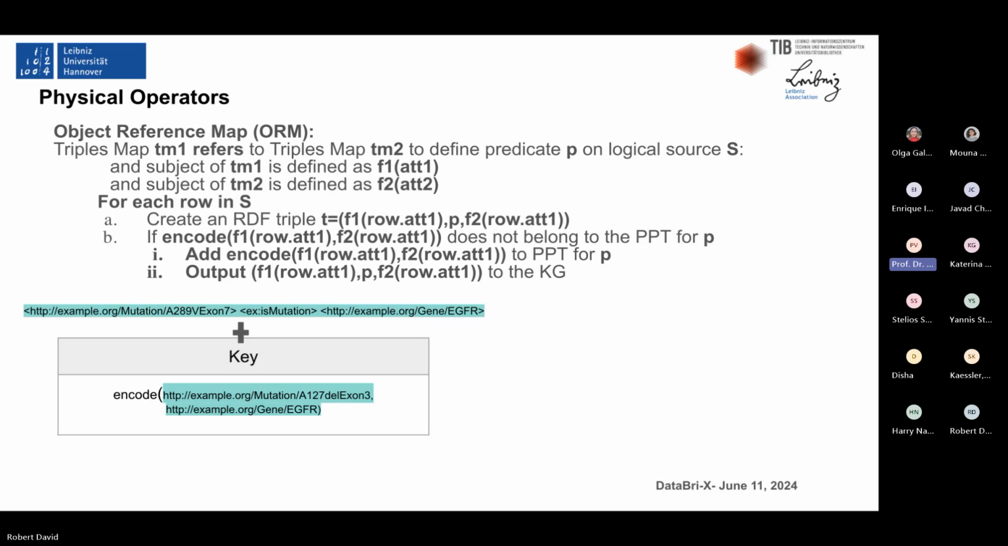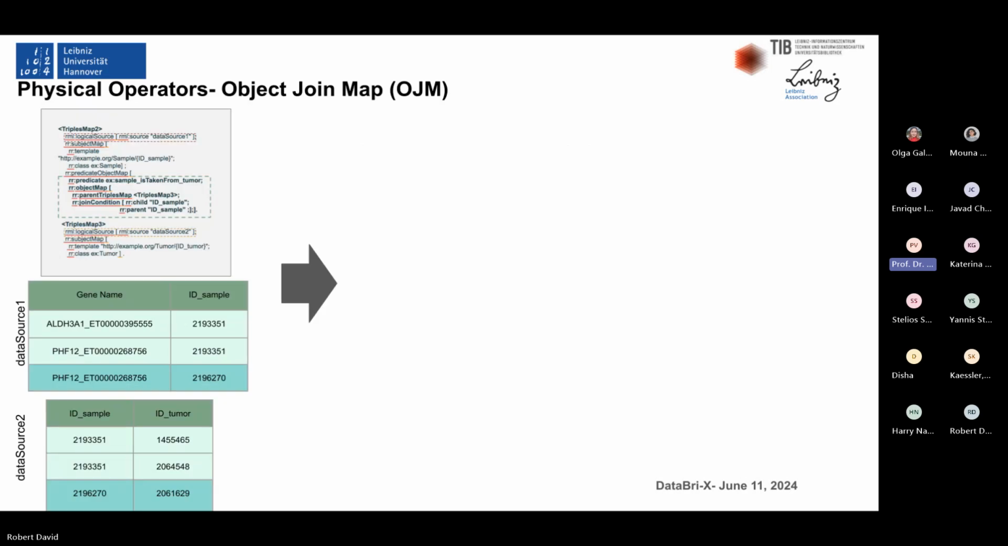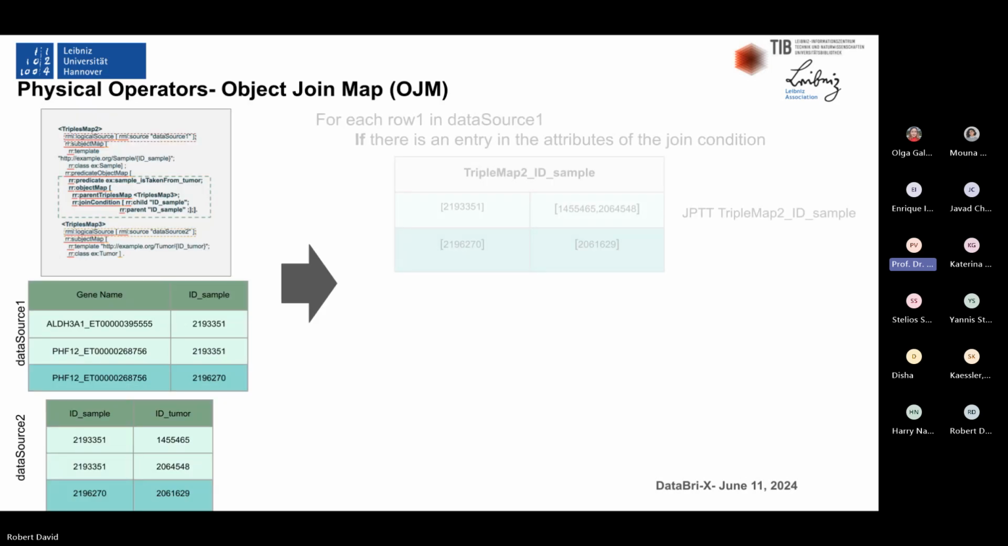So go next, please. And this is encoding. The encoding is the function that transforms that into an encoded value that is representing very little memory. So go next. And for the join, go next. I think it's fast, it's better that you click.